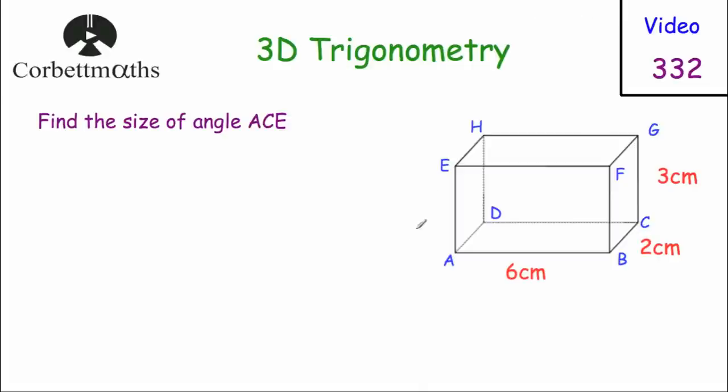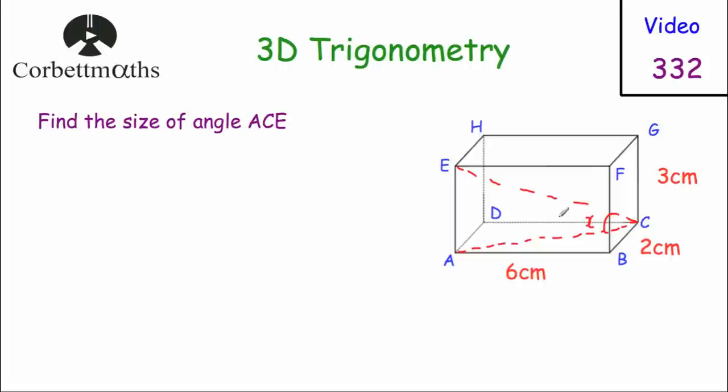So as well as doing Pythagoras in 3 dimensions, we also need to know for MEAT how to do trigonometry in 3 dimensions. So here we've got a cuboid, and we've been asked to find the size of angle ACE. So that's going to be the angle if we go from A to C, there, and then we're going to go from C up to E, so that's going to be this way. The angle we want to find is this angle in here. Let's call this angle X.